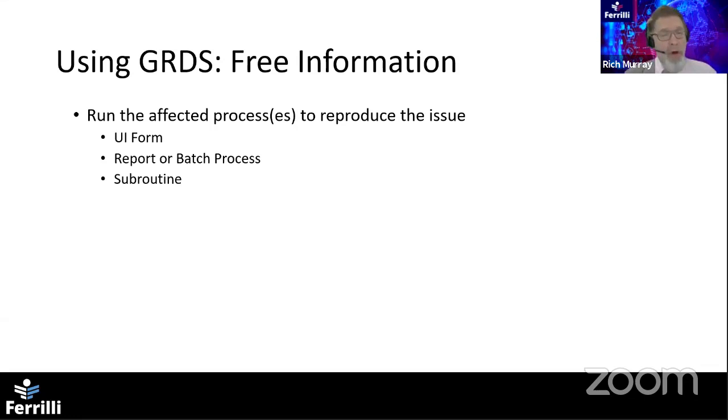So you've turned logging on. Now you have to run the process to reproduce whatever issue that is. If it's a UI form, you need to go to that UI form, run the process. If the issue is on a particular field, you need to make sure you process through that field on the form. If it's a report or batch process, you need to kick off the front end form, provide the information there, and run that process through to completion. If it's a subroutine, that gets a little bit more difficult. You have to execute the process that calls the subroutine in order to see the subroutine log file.